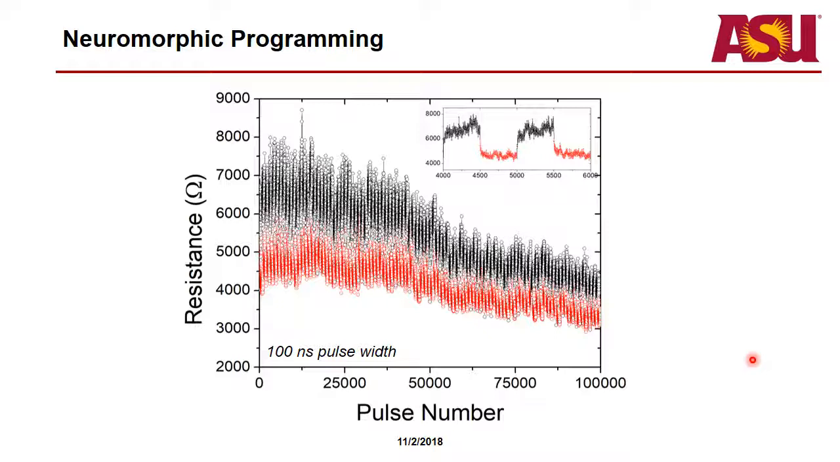So again, this is just to show what neuromorphic programming looks like and the ability of these devices. Even though this distribution does start to cut off after about 50,000 cycles, you still see some semblance of a window even at 100,000 cycles. Or 100,000 pulses.